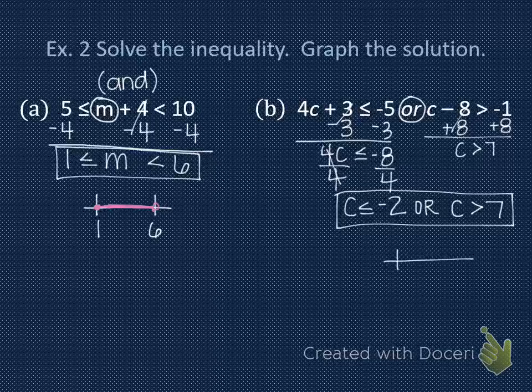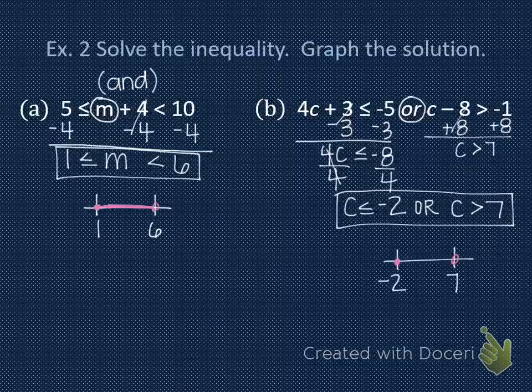Now let's graph it. Which number goes further left? And which number goes further right? 7. All right, Taylin, my circle on negative 2 should be what? Closed, because it's "or equal to." And the circle on 7 should be, Talon? Open, because it's just greater than.